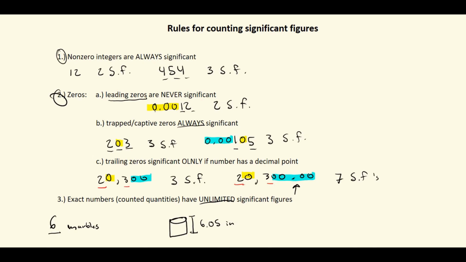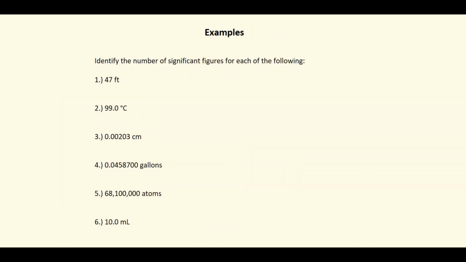Alright, so keeping these rules in mind, let's go ahead and practice a few problems. So here we're asked to identify the number of significant figures for each of the following. So number 1 says 47 feet. So rule number 1 said that integers are always significant. We have 2 integers, so we have 2 significant figures.